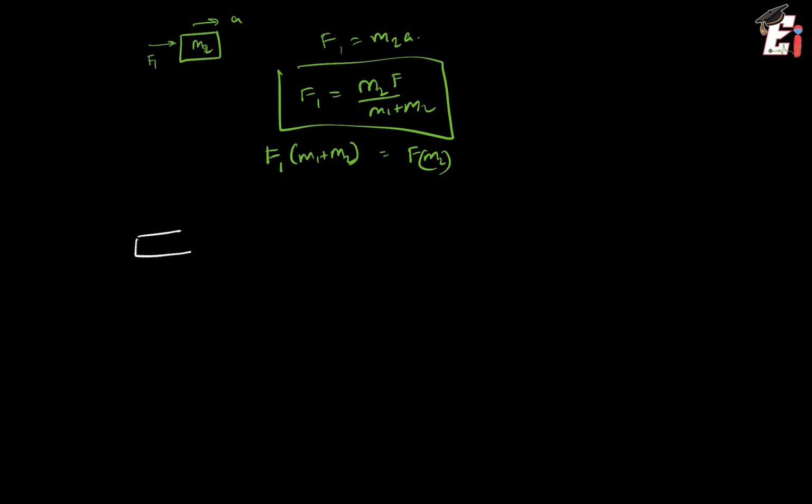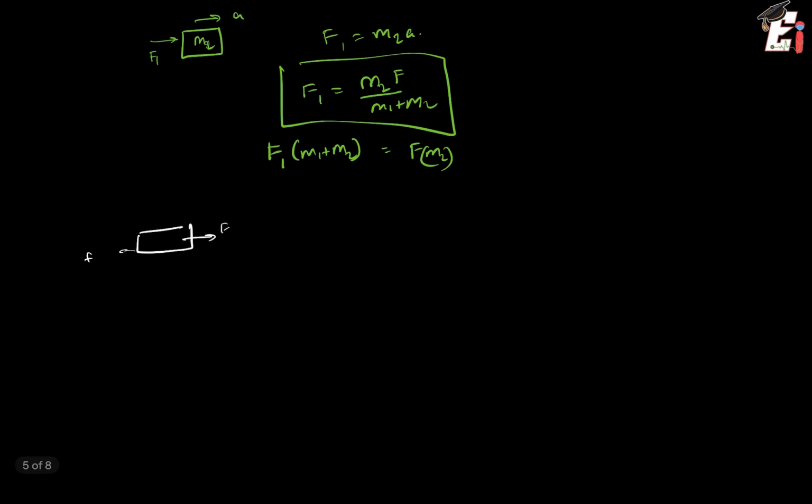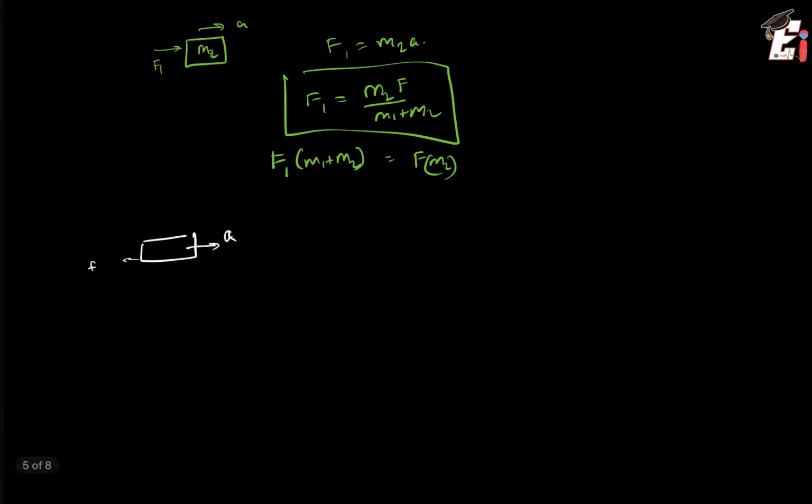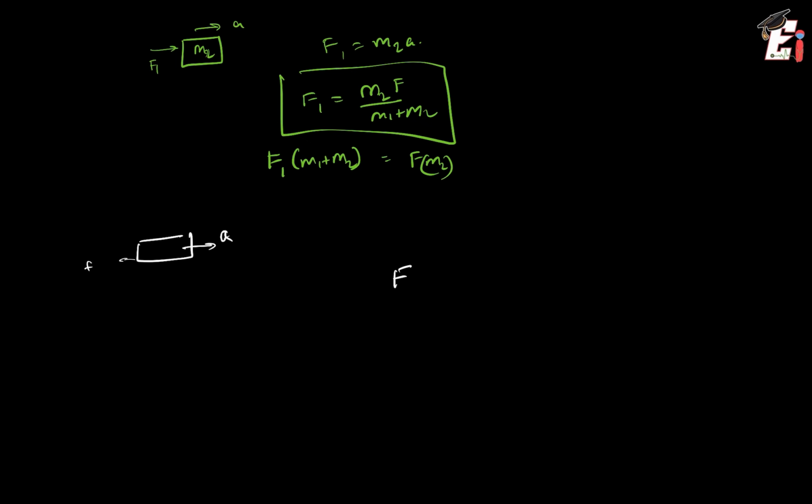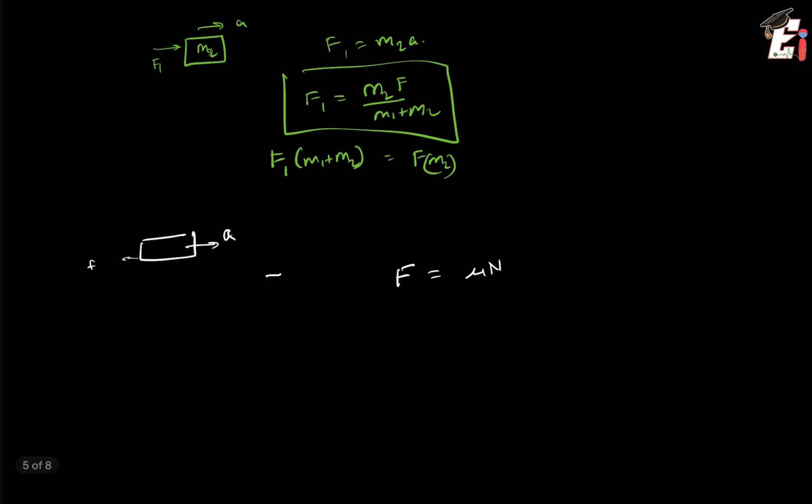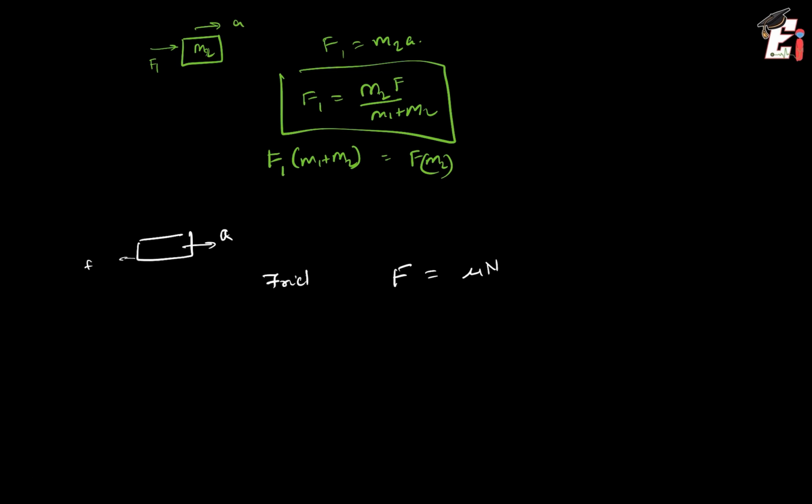So basically, if you talk about friction, friction acts in the opposite direction. If I try to pull an object this side, the frictional force is acting behind, that is called friction. So if an object is moving this side, suppose it is accelerating this side, then the friction is always acting in the opposite direction. So the frictional force is nothing but frictional force equals mu into N. Remember this formula. This is friction.